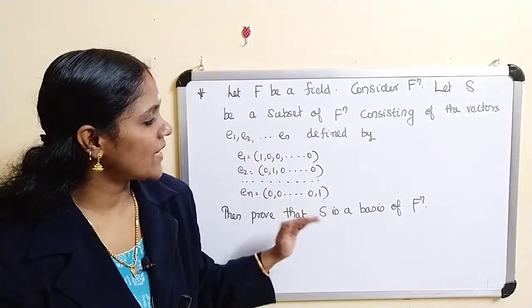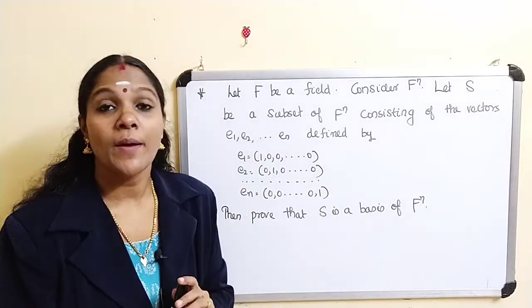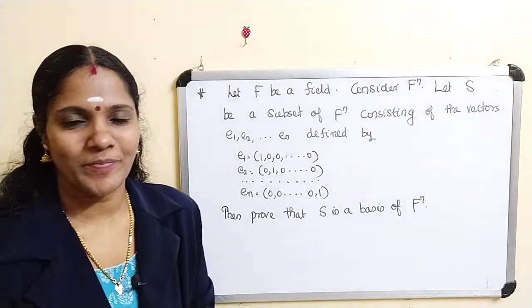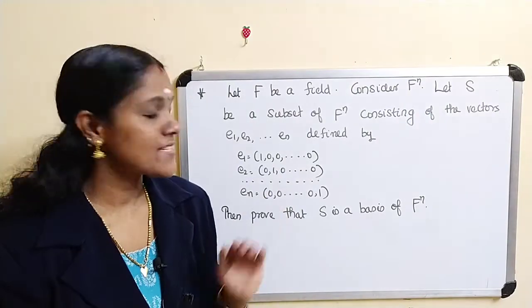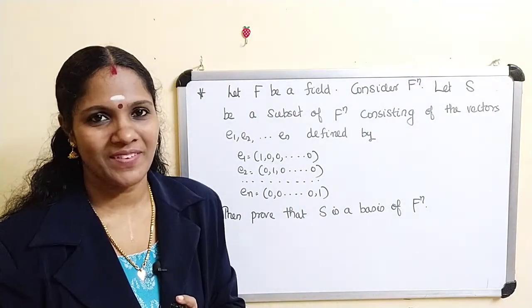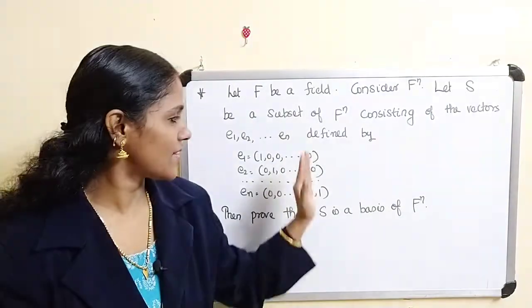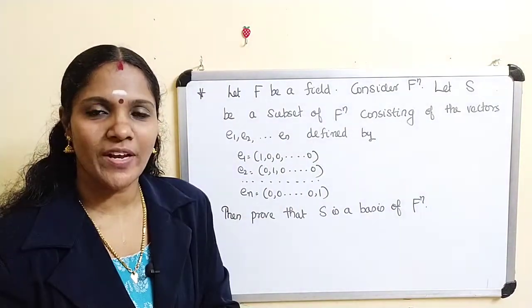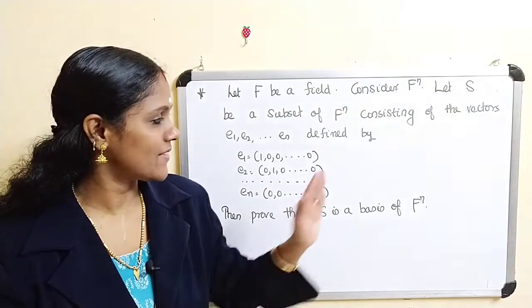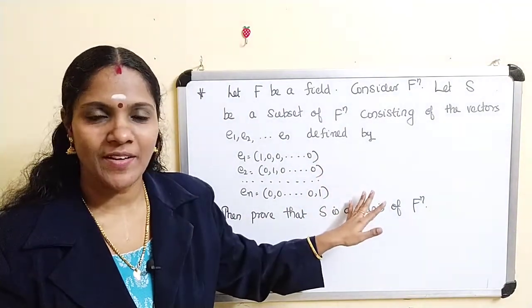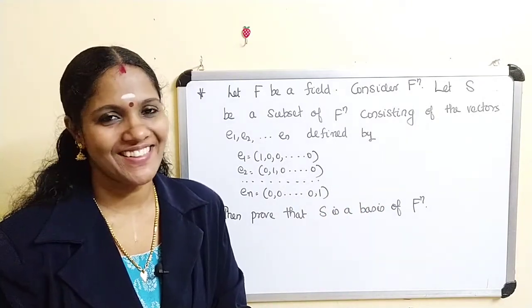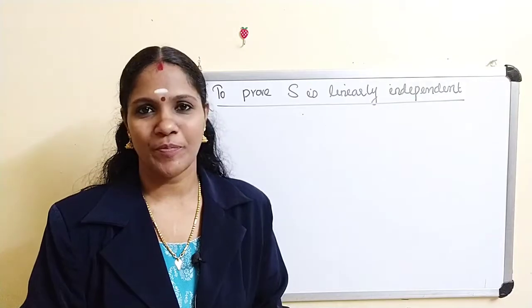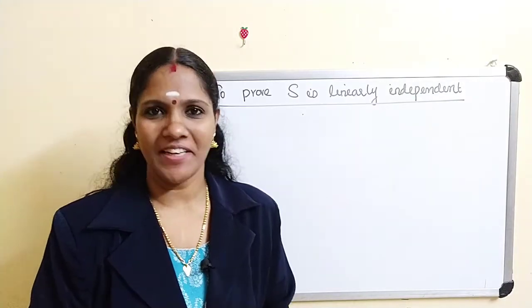Now we have to prove that this set S forms a basis for Fn. Such a basis is called the standard basis. To prove S is a basis for Fn, we have to show that this set is linearly independent, and then we have to show that this set spans Fn. First we prove S is linearly independent.